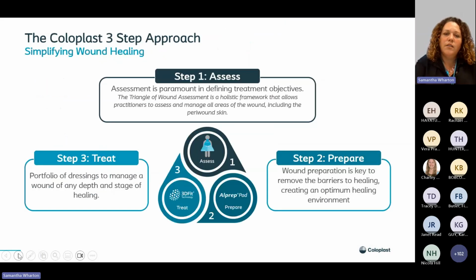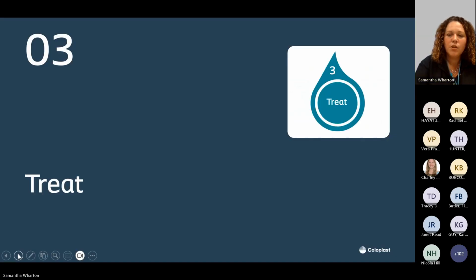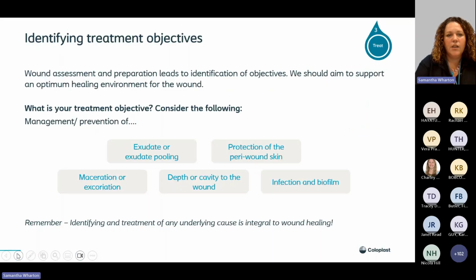So we've done our step 1, which is our assessment. We've done our step 2, which is preparing the wound and removing those barriers to healing. And now we're moving on to our step 3, which is that treatment, looking at what we're trying to achieve with our dressing and being able to manage any depth of wound at any stage of healing. So we're looking at our treat. It's really important that we identify those treatment objectives. Wound assessment and preparation leads to the identification of those objectives to make sure that we're creating that optimum wound healing environment for the wound.